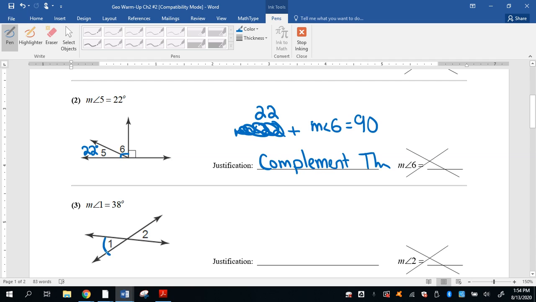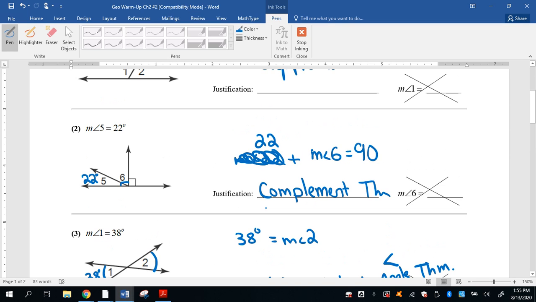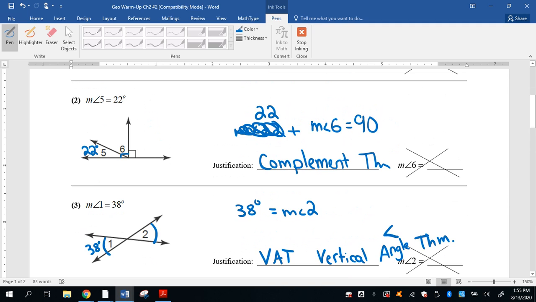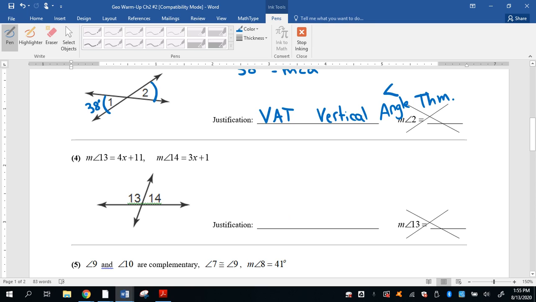Next one, measure of angle 1 is 38, and we know that 2 is a vertical angle to it. So by the vertical angle theorem, now this is the first time we're writing vertical angle theorem down, so you can't just write down that, write down vertical angle theorem. Feel free to write THM, or also feel free to use the symbol for angle, but write out the words vertical angle theorem. So 38 degrees equals the measure of angle 2. Now notice our equations are either going to add to get something, like add to get 180, add to get 90, or they are going to equal each other like the vertical angle theorem.